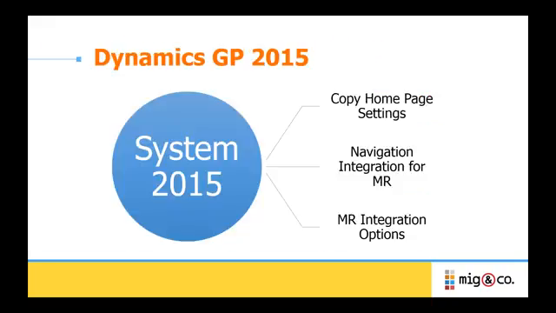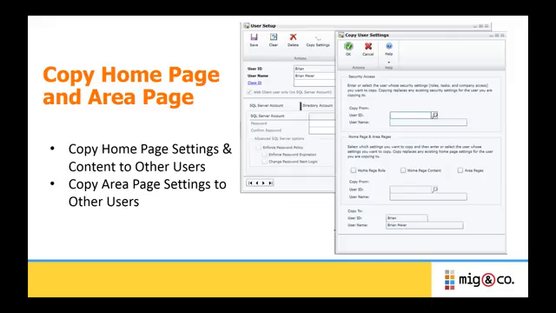So we're just going to look at a few screenshots here that we have on our PowerPoint as part of this demonstration, just to give a look and feel of some of these features. We're going to look at the copy homepage settings, the navigation integration for MR, and some of the Management Reporter integration options. The first feature that they've added, mainly used by the IT team and or the GP administrators, is the ability to copy the home page and area pages from one user to another.